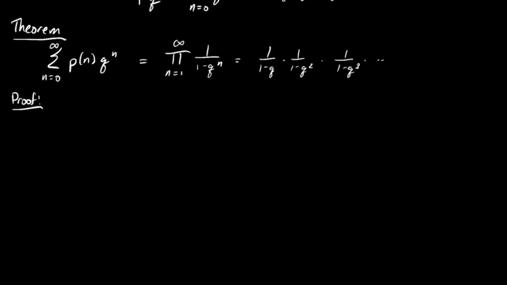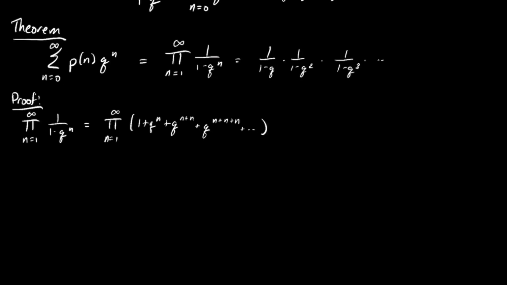Okay, so let's begin this proof by writing out the infinite product on the right-hand side. So I'll write the product of 1 over 1 minus q to the n, where n goes from 1 to infinity. And I'm just going to use our expansion convention. So we'll write 1 over 1 minus q to the n as 1 plus q to the n plus q to the 2n, which I'll write as n plus n, plus q to the 3n, which I'll write as n plus n plus n, so on and so forth.